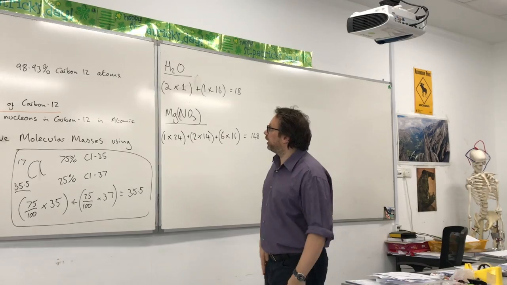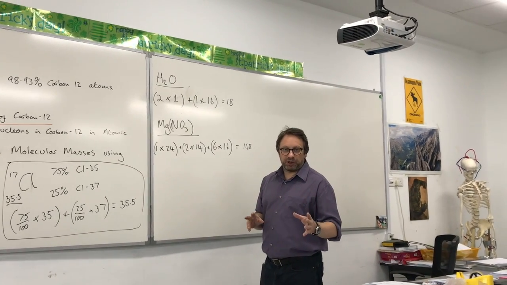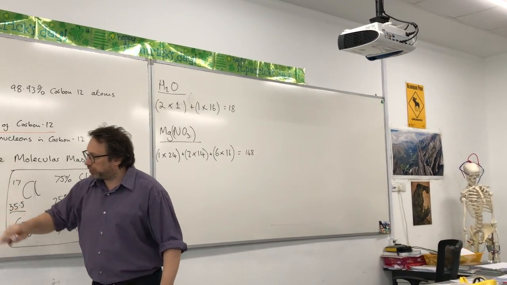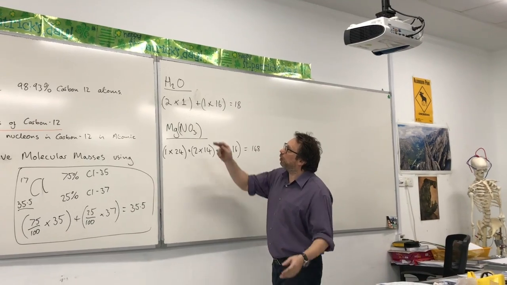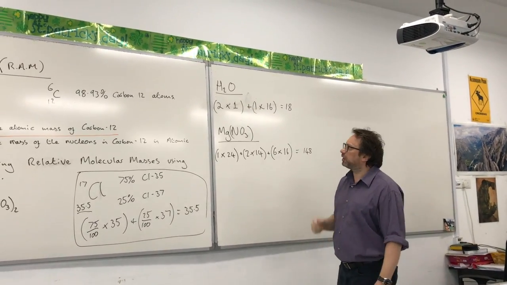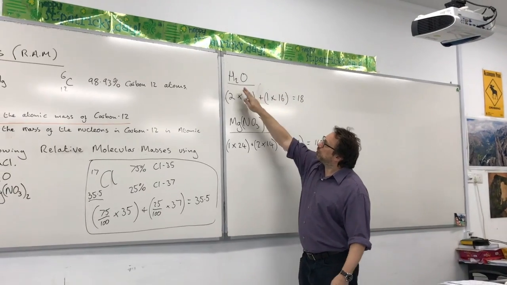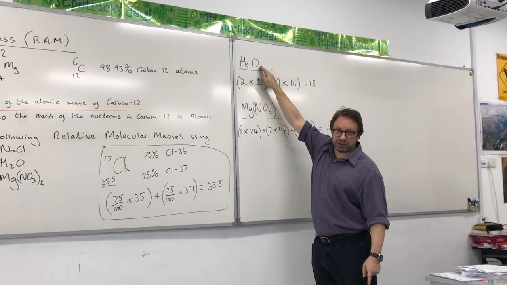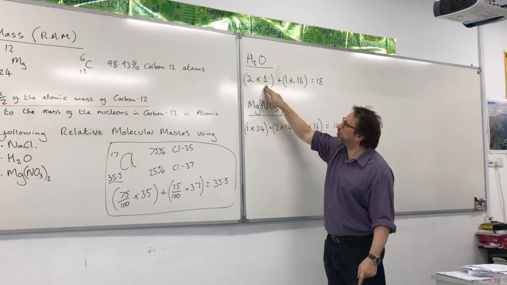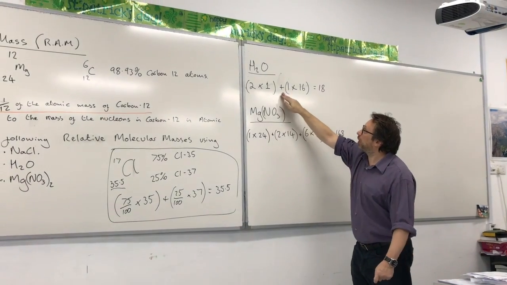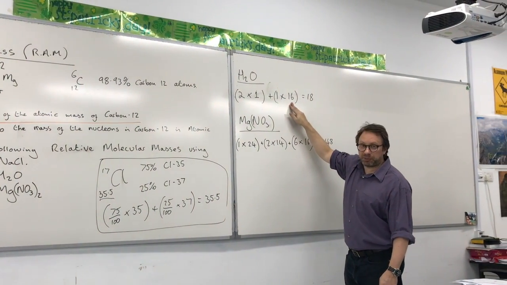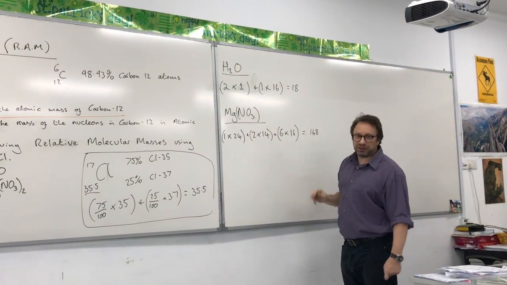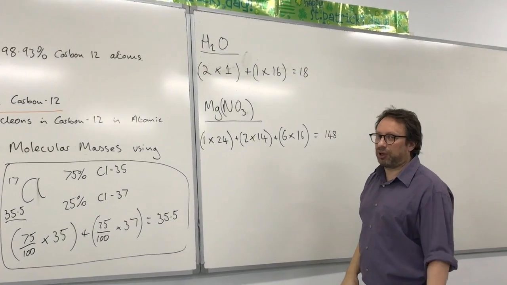Hey everyone, welcome back. So, hope you had a go at those two molecules that we were going to calculate, H2O, Mg(NO3)2. Let's see how you did. So, H2O, water, always a favorite with examiners at this level. Don't forget, 2 hydrogen atoms combining with 1 oxygen. So in this case, we have 2 times the relative atomic mass, 1, plus 1 times the relative atomic mass of oxygen, 16. So 2 plus 16 gives us 18. I'm pretty sure a lot of you got that one.